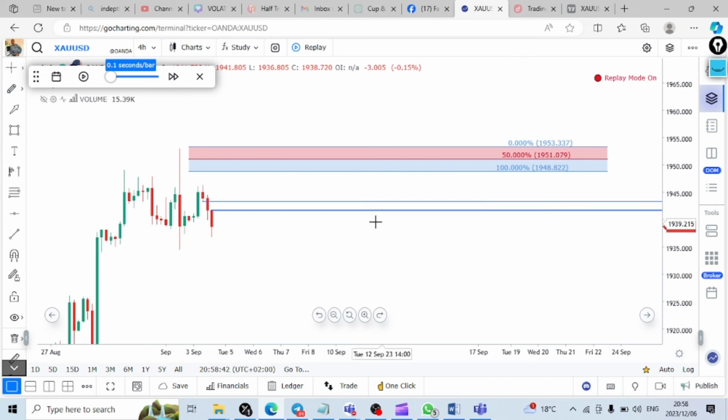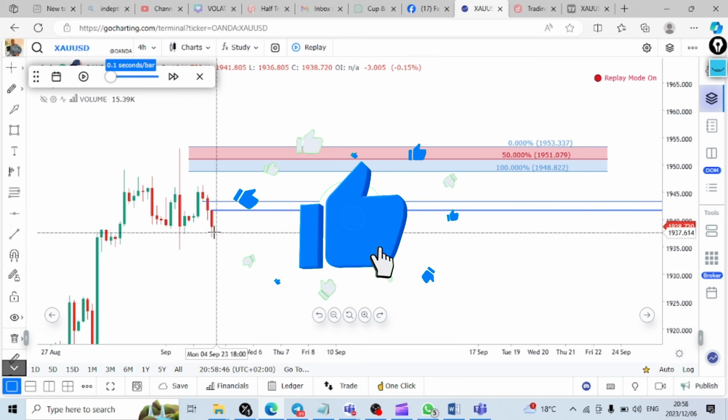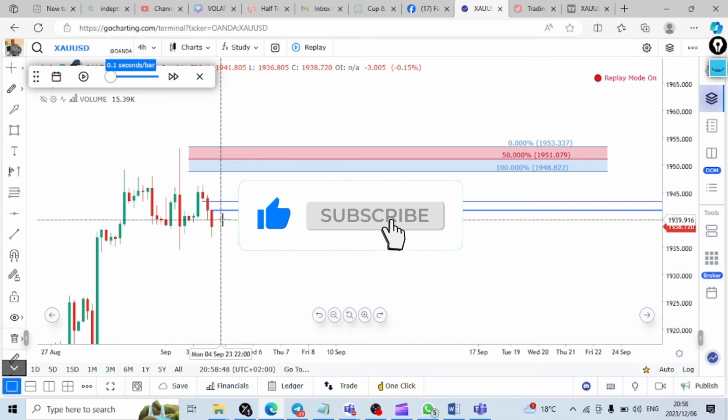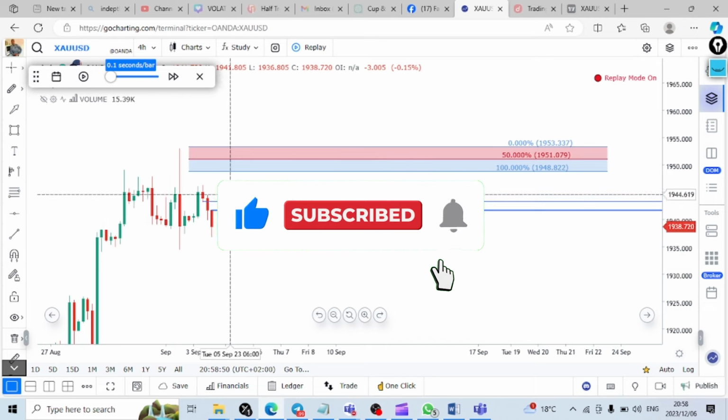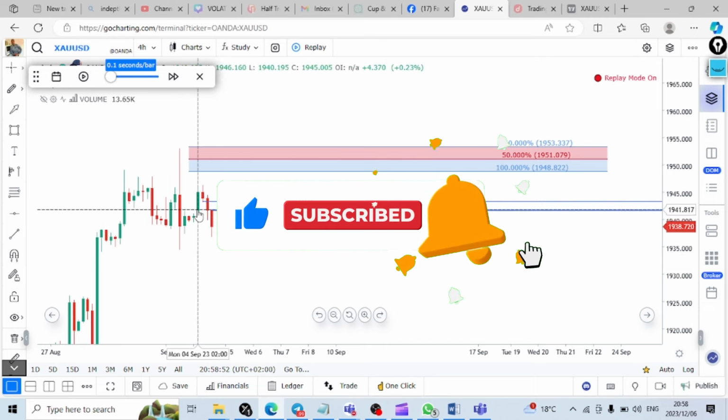Price will always come back to fill those gaps because it's an imbalance. Price will always come back to fill up that imbalance. So this one is what we call a fair value gap, and the fair value gap is closer to the, what, to the order block.